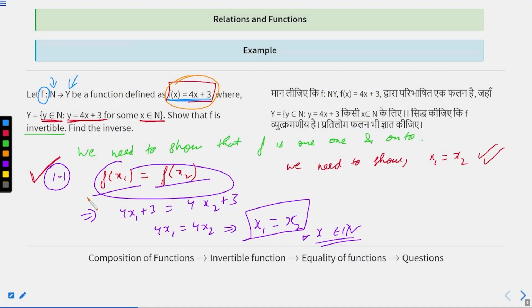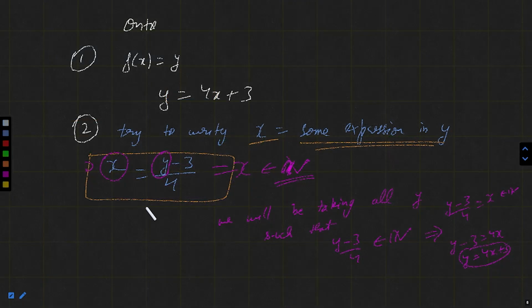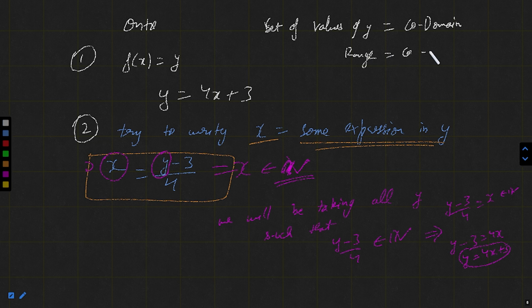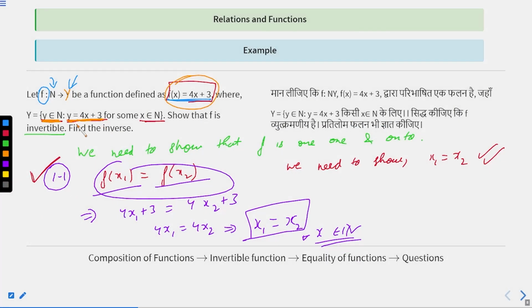As you can see, the codomain is y, and y is all such elements from the natural numbers such that this happens. So what we showed is that the set of values of y is equals to the codomain. This means range is equals to codomain. This means it is onto. So we showed that it is one-one and onto. This means there exists f inverse.